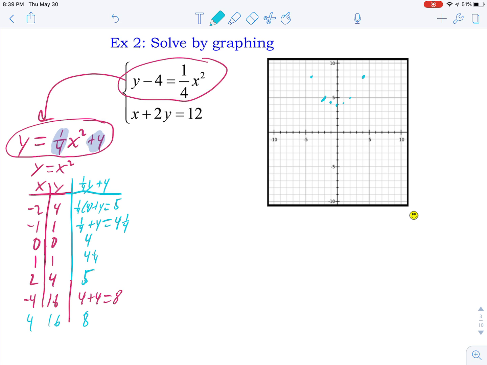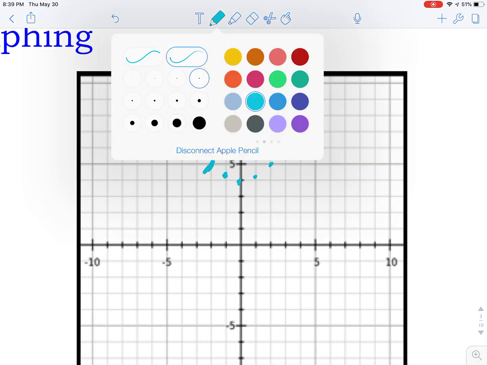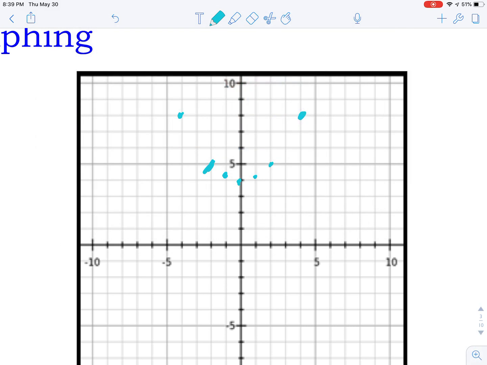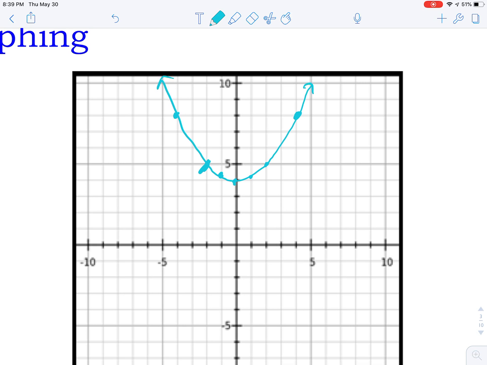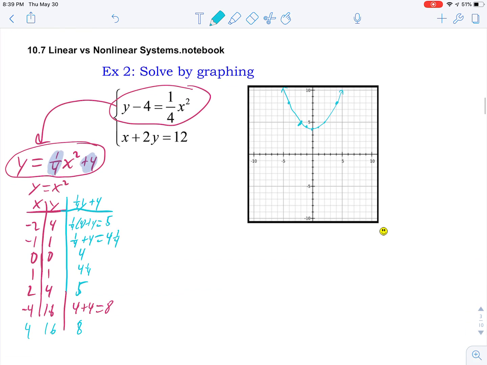And now that's really enough. Let me zoom in there and thin that out. That's enough to get a decent looking sketch of that graph. All right, now we'll move on to the second one.